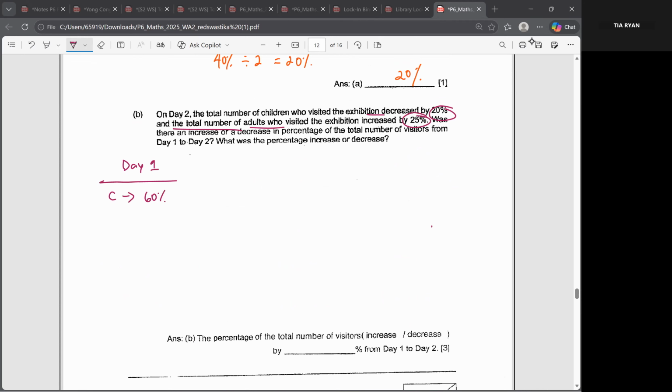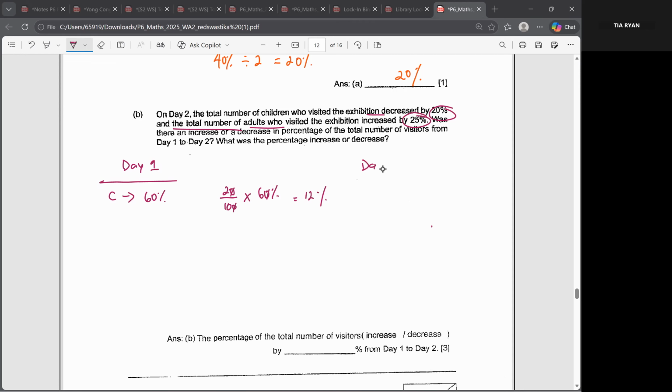And it decreased by 20%. So I want to find 20% of that 60% first. Do you understand what I mean? So what I would do is 20 over 100 times the 60%. Do you get what I mean or not? Cancel. It will be 12%. Yes?